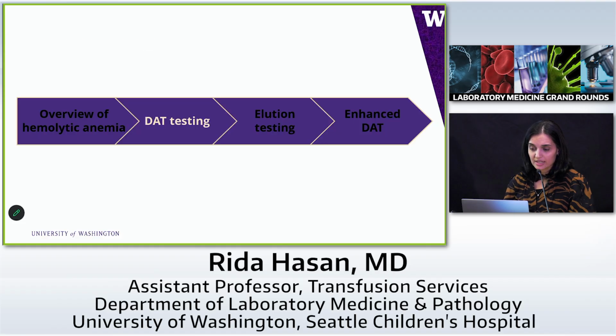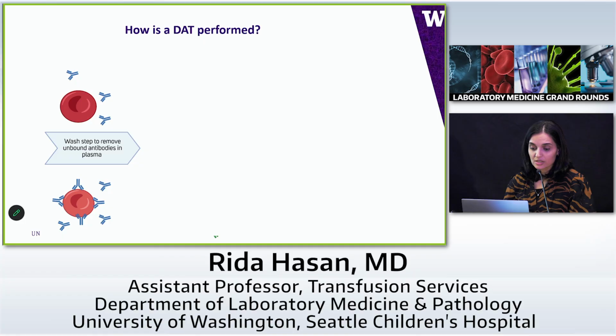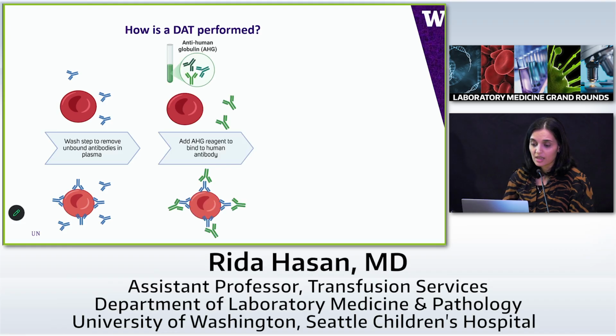Now let's go on to DAT testing. The way a DAT is performed, on the top you have a red cell that has antibodies not bound to it, and on the bottom is a red cell with antibodies bound to it. The first thing we do in both situations is wash away any unbound antibodies in the plasma. The reason we do this is because we don't really care about the antibodies in the plasma. That's what our antibody screen is for. We only care about the antibodies that are bound on the red cells themselves.